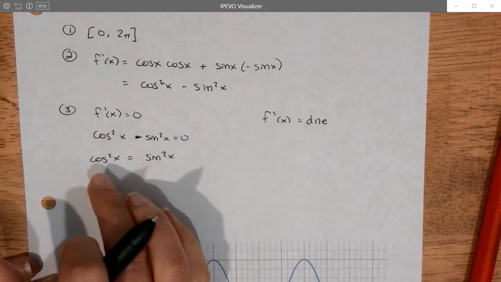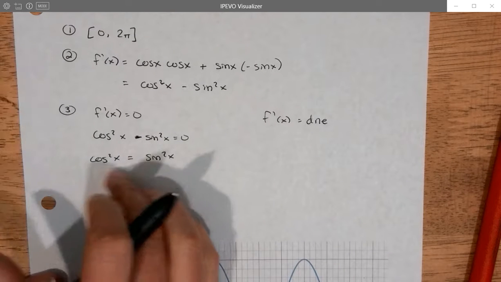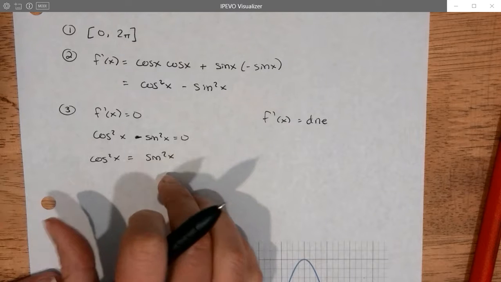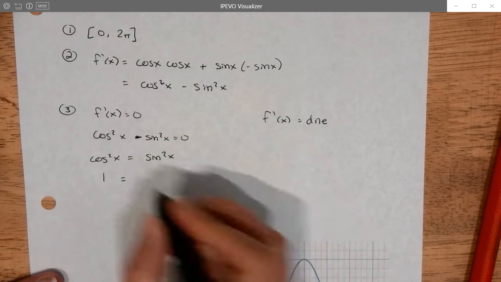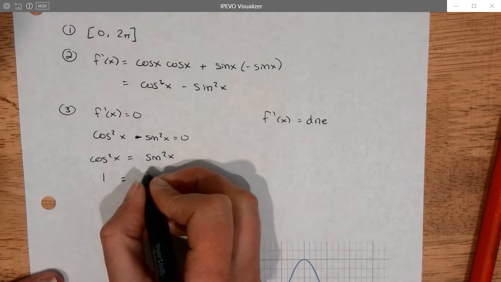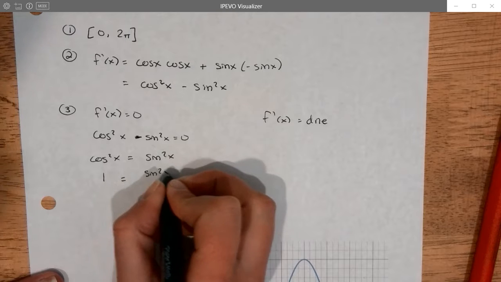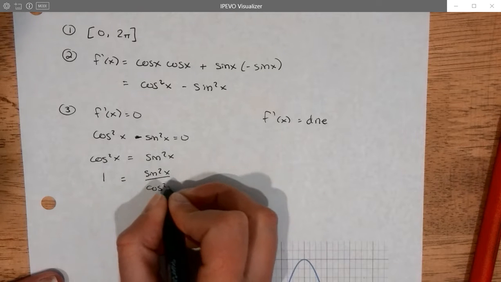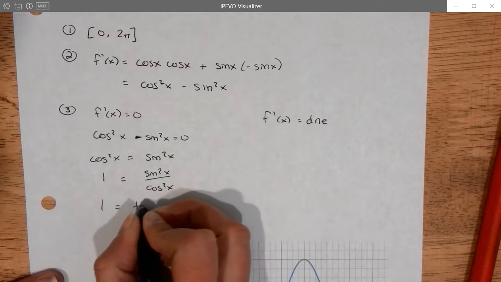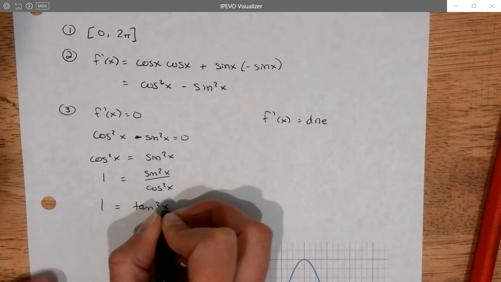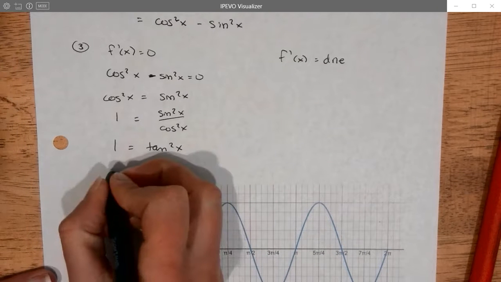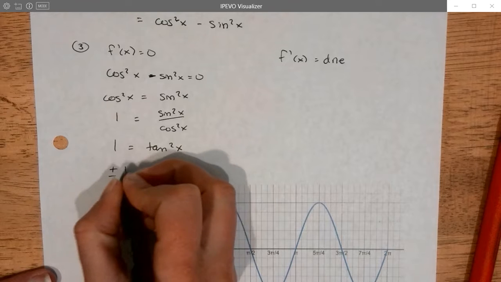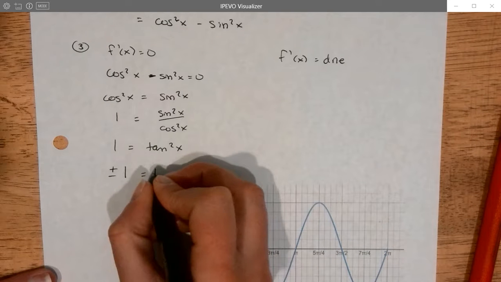And then, because sine and cosine are tough to solve by themselves, I could divide that off and get tangent. It's going to be a lot easier to solve. So 1 is equal to sine squared divided by cosine squared. And since that's tangent, I have 1 equals tan squared of x. I don't want to solve tan squared of x, of course, I want to solve tangent of x. So I'm going to square root both sides. Plus and minus 1, square root of 1, is equal to tangent of x.